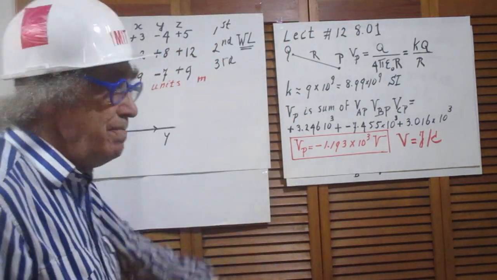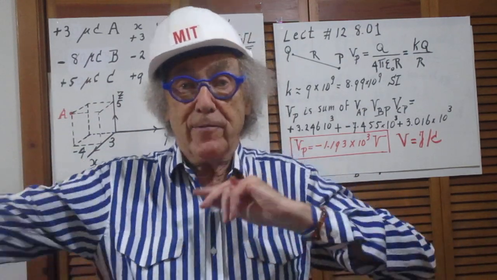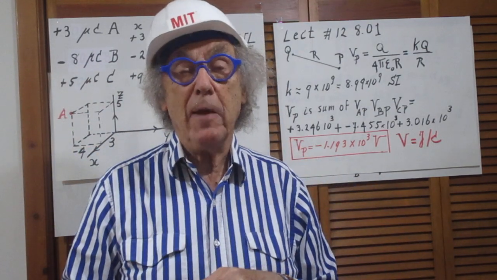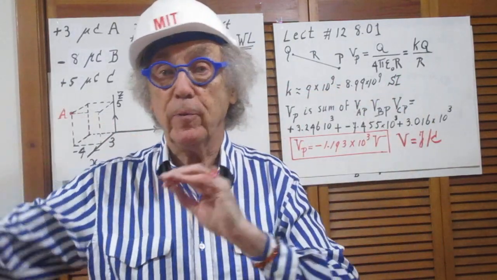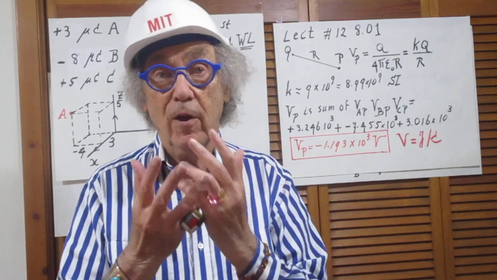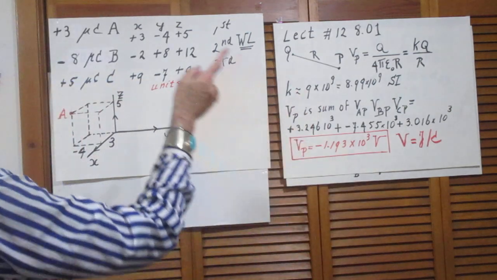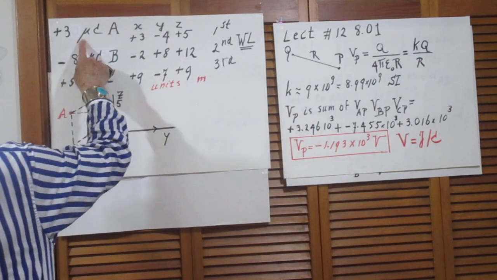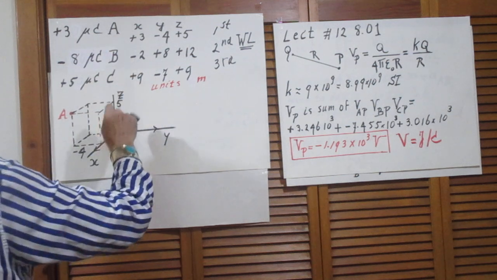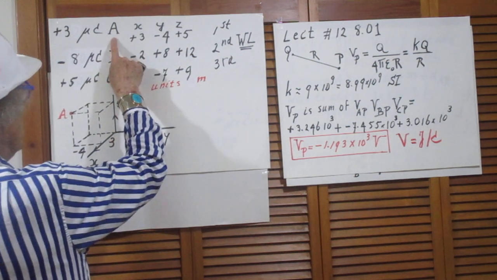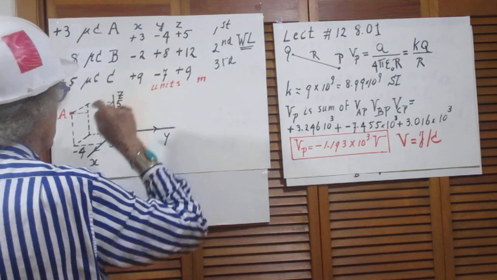I, Walter Lewin, go very far away and come back to my own reference frame with a charge. There is no electric field anywhere between me and my reference frame. When I bring a charge into my reference frame, I bring a charge of +3 microcoulomb to position A. And the coordinate of A is x +3, y -4, z +5.